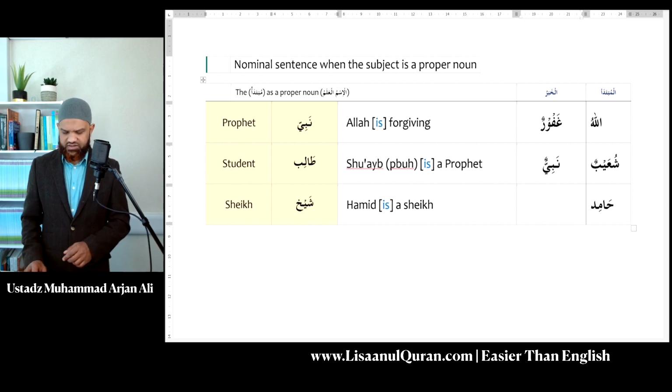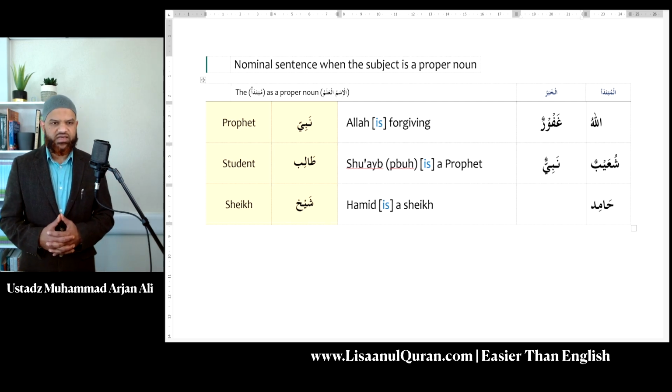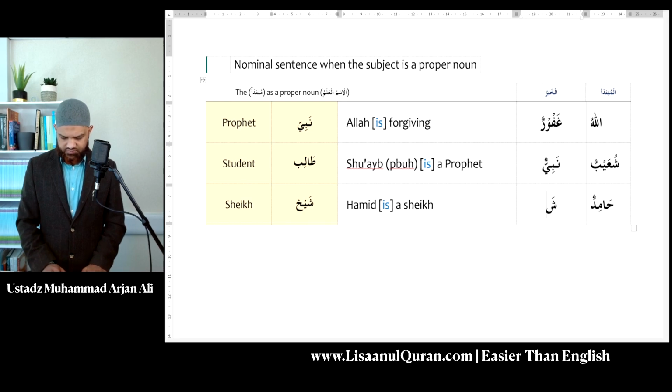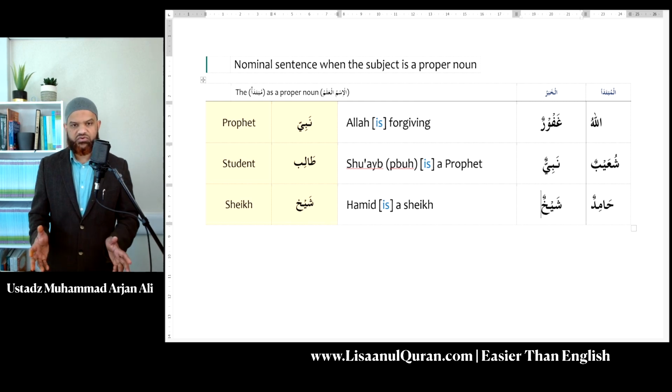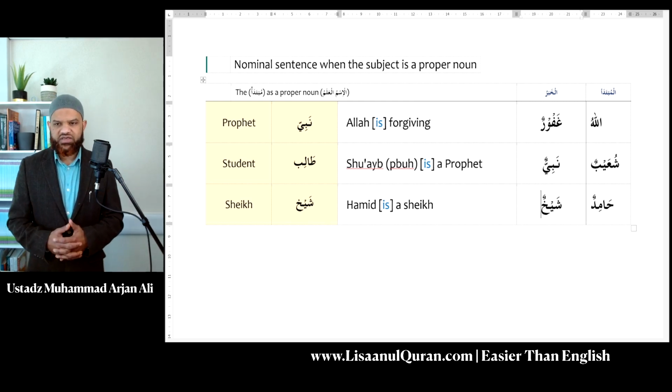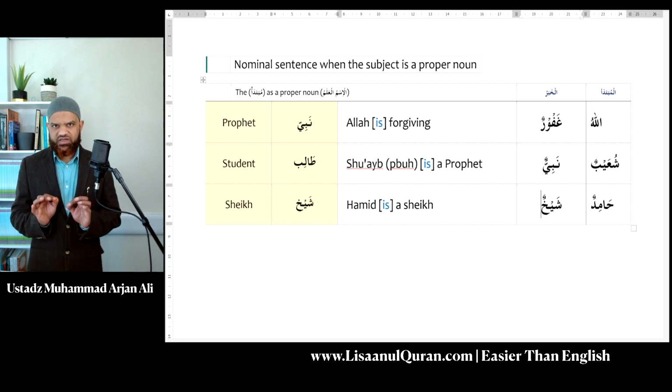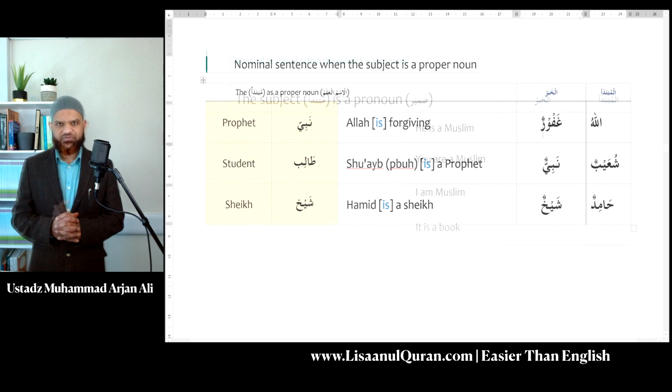I hope this is clear, inshallah. And Hamid is a sheikh, a scholar. And so the spelling for Hamid needs to be Hamidun, because it must be rafa, and it will be Shaykhun. Again, you can see very simple 3 nominal sentences in all of the 3 examples. The mubtada, the subject, is a proper noun.